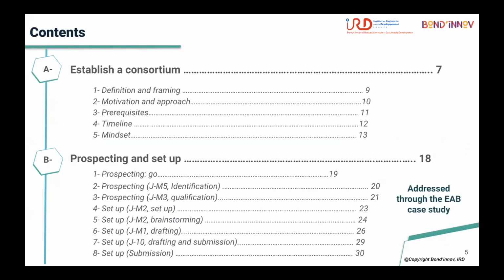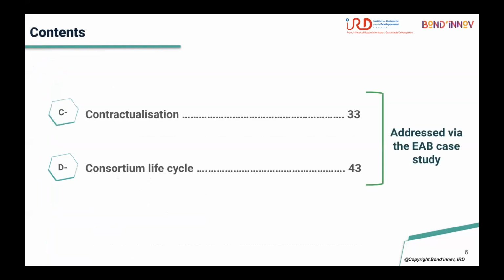four subsections. The first one, we will define how to establish a consortium. We will also give some definitions of keywords, like what is a consortium. The second subsection will talk about prospecting and setup: how to network the consortium members and how to establish the different components of the workshop of the consortium. By this, I mean the project itself, the contract between the partners, etc.